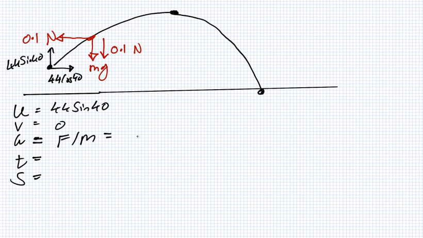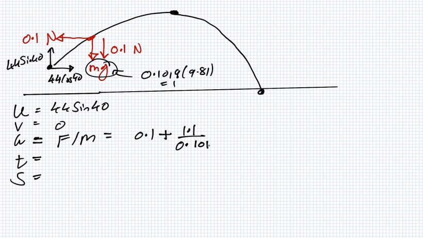So in this case that would be 0.1 plus the weight, m multiplied by g, which is 0.1019 multiplied by 9.81, which works out to be 1.0. So the total force is 1.1 over 0.1019. This is from the drag, and this one is from the weight. So it's 1 plus 0.1, which is 1.1 over 0.1019.